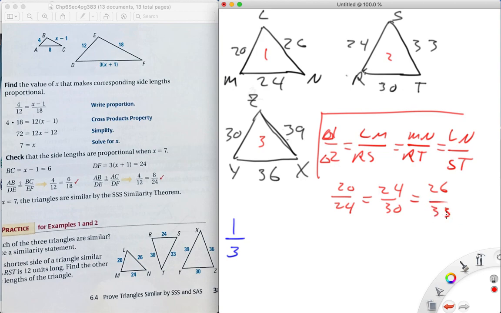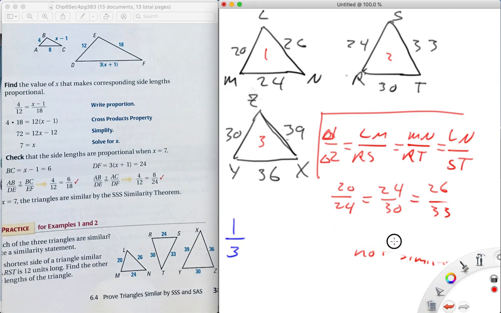And these guys should be proportional, so let's see what happens. 20 divided by 24, 0.83. 24 divided by 30. Ooh, 0.8. They are not proportional. And then 26 over 33, 0.79. So, nope. Alright, so they're not similar. Okay, not similar. Not similar at all. Not even a little bit.